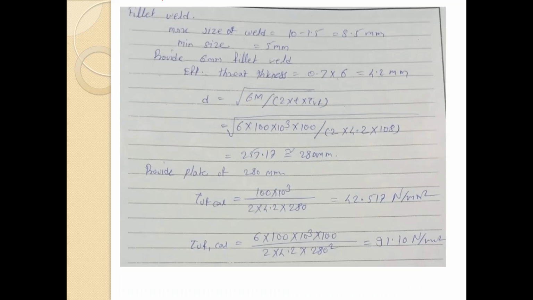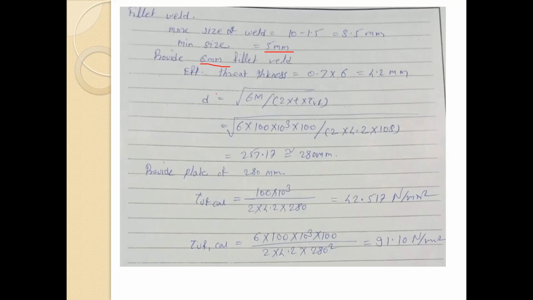Now the fillet weld. The maximum size of the weld is 10 minus 1.5, that is size of the plate minus 1.5, which is 8.5. The minimum size is 5 mm. So we have to provide the weld between 8.5 and 5 mm. So provide 6 mm fillet weld. So the effective throat thickness is 0.7 into 6, that is 4.2 mm.